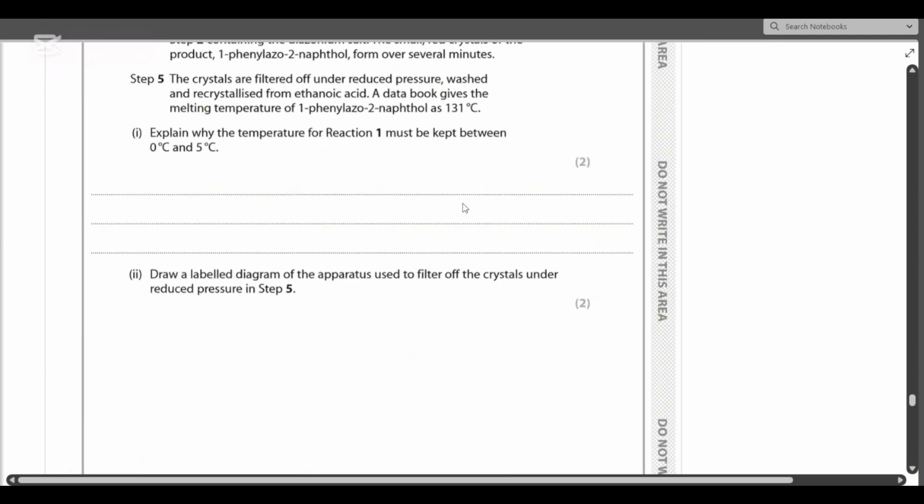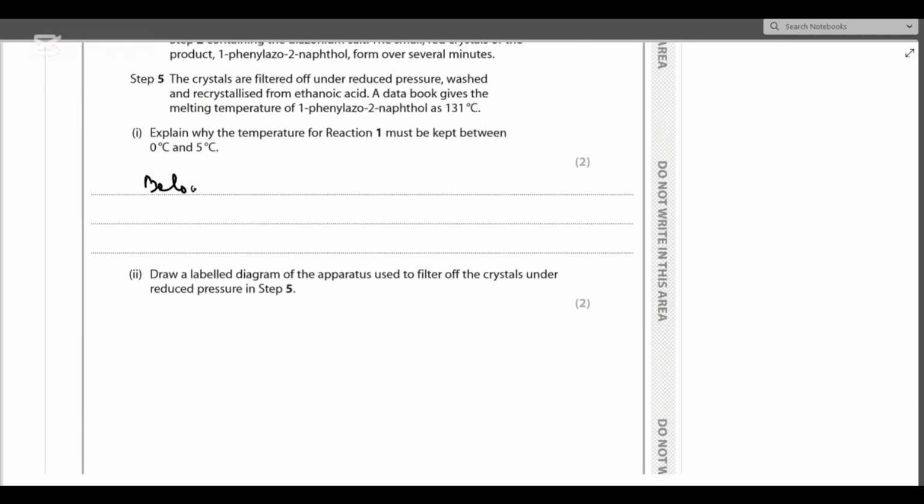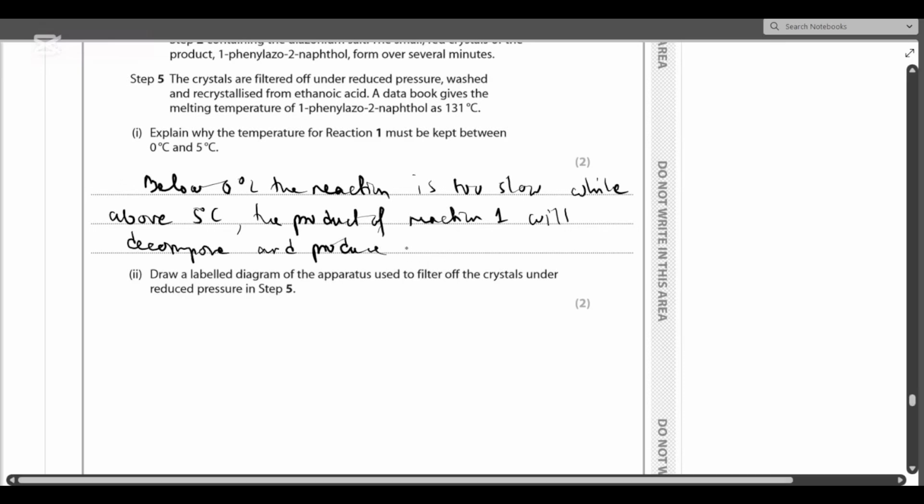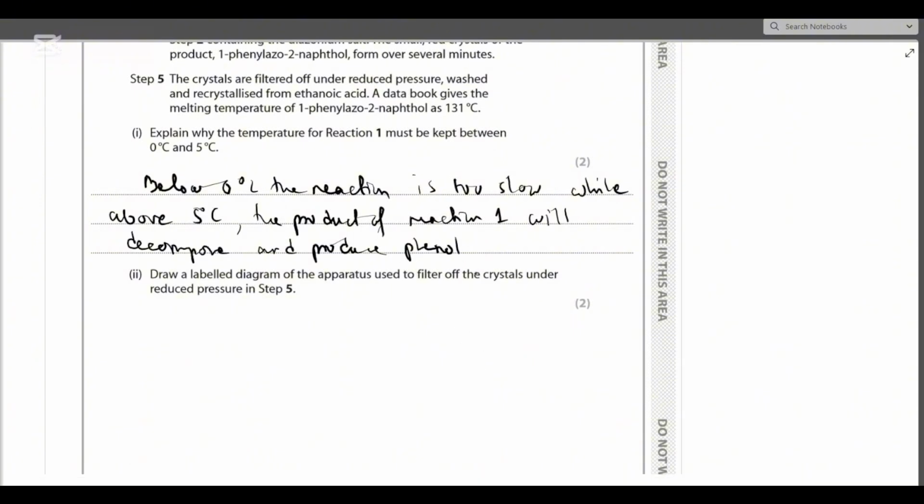So we can write that below 0 degrees Celsius the reaction is too slow, while above 5 degrees Celsius the product of reaction 1 will decompose and produce phenol instead, which we don't want, because if phenol is produced, then the whole point of this reaction becomes a failure.